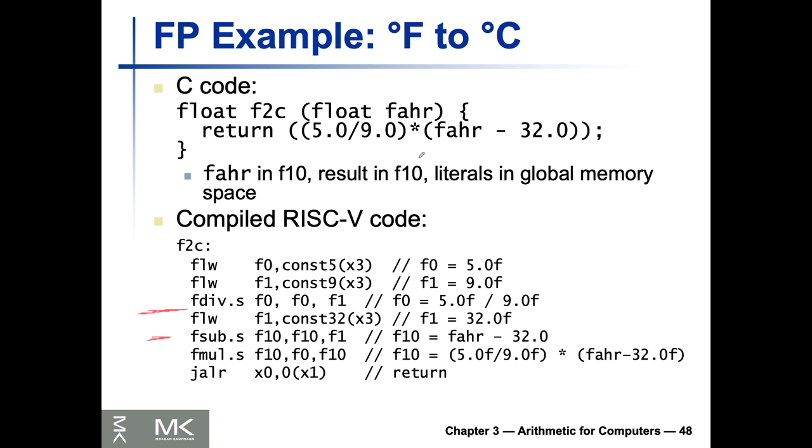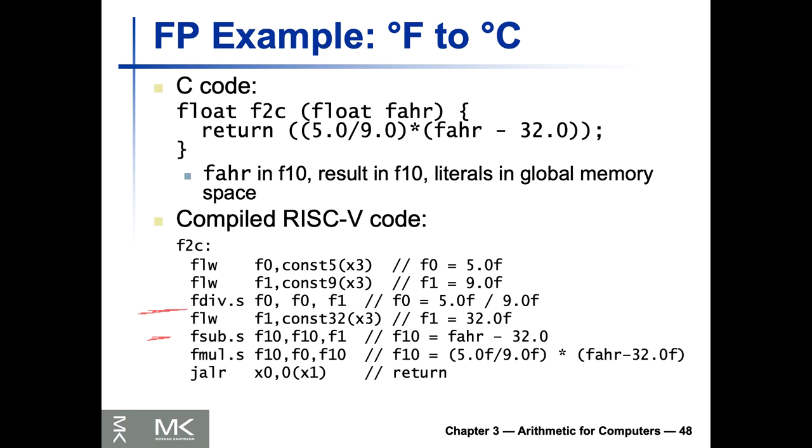Can you explain where the X3 comes from? Constant 5, constant 9, constant 32 all have an X3 following it. But why do we need the X3? It was the register that was used with the compiler. The compiler places the 3 floating point constants in memory within easy reach of register X3, right? So the compiler decided to put all of those 3 constants in X3. They are inside X3, but at different addresses, okay?